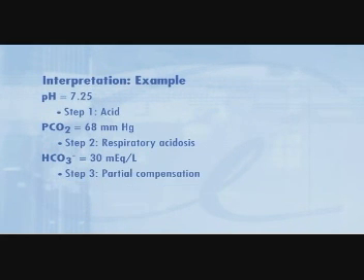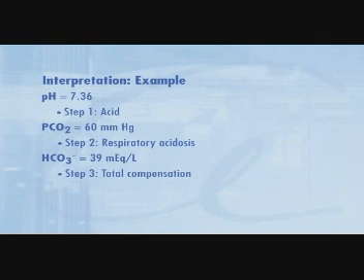The next day, we draw another set of ABGs. The pH is 7.25, so it's acidic. PCO2 is 68 millimeters of mercury, so it's respiratory. And HCO3 is 30 milliequivalents per liter, which indicates compensation. But the pH has not returned to normal, so we call it respiratory acidosis with partial compensation.